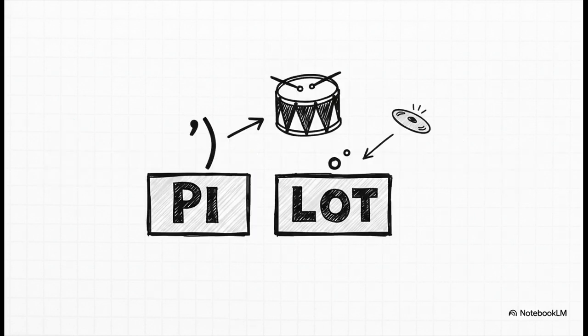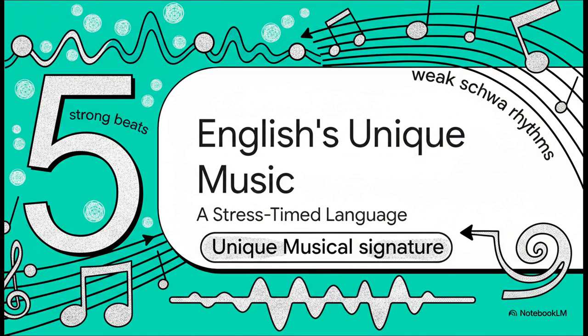Linguists even have a way of writing this down, kind of like sheet music for words. So for a word like pilot, they'll mark the strong beat, pi, with a little stress mark. And the weak offbeat, that schwa sound, lot, gets a tiny circle. It's just a simple way to actually see the rhythm on the page, strong beat, weak beat. So, when you put all these pieces together, the strong beats, the weak schwa sounds, those shifting rhythms we talked about, what you get is the unique musical signature of English.